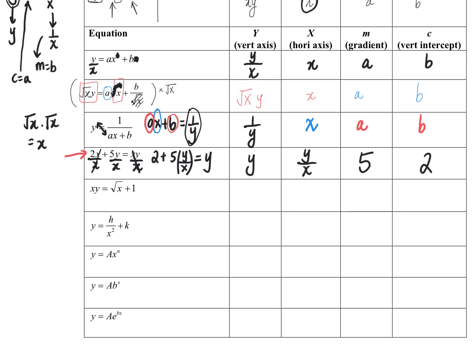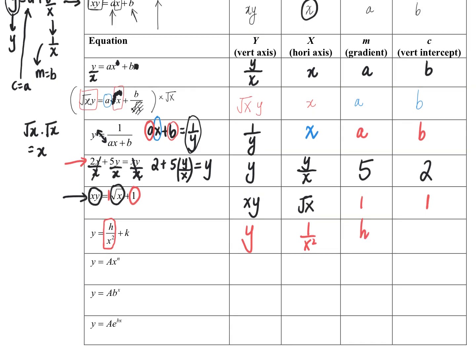Okay? So what about the next one? What's stopping us from just doing no change? So this one is my y. This one is my x. Then my gradient is just the 1 in front of it. And then my y-intercept is 1. Okay, you will get better, right? So what's next? Y. What about my x? 1 over x squared. I split this into 2. So my gradient is h, my y-intercept is k.